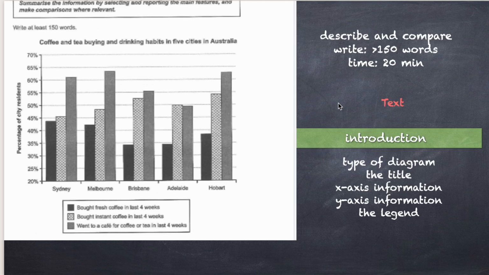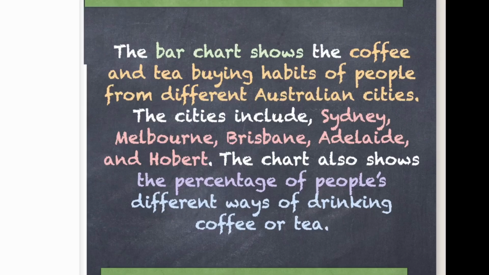And lastly, the legend. These different colored bars or different shaded bars have different meanings, and I want to mention it. So we're talking about buying fresh coffee in the past 4 weeks, buying instant coffee, or the people went to a cafe. So these are the choices. And your introduction should look like this. I've color-coded it for clarity.